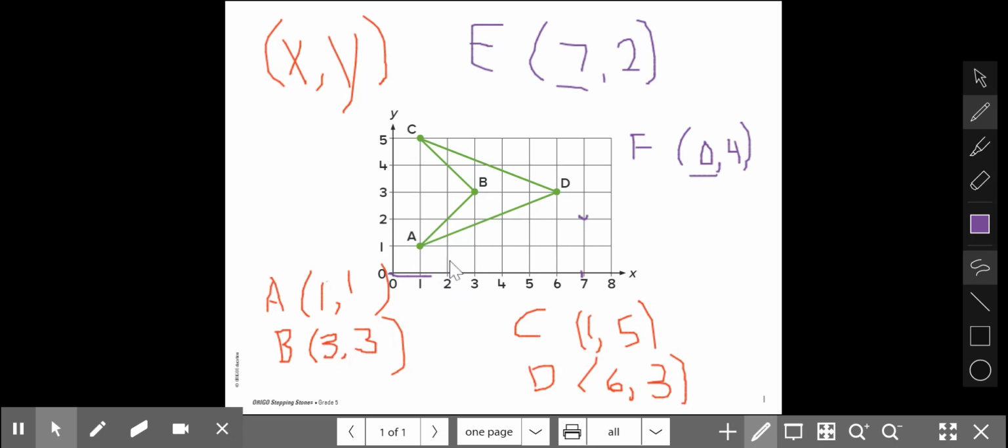Oh, wait, excuse me. 0, and 4. So we go up like this. We're found right here at 0, and then we go up to number 4. So our point is going to be found at 0, 4, right there, and we better label it F.